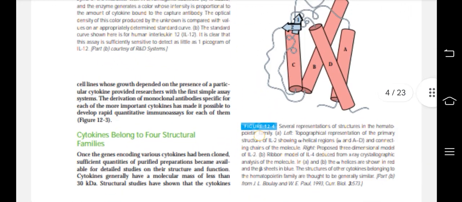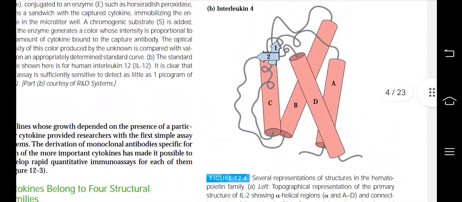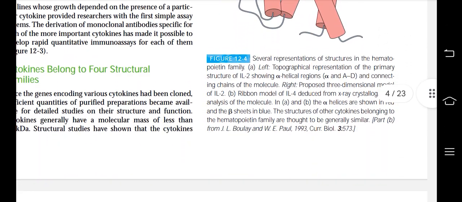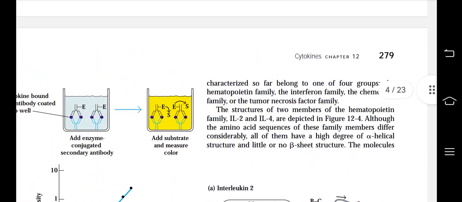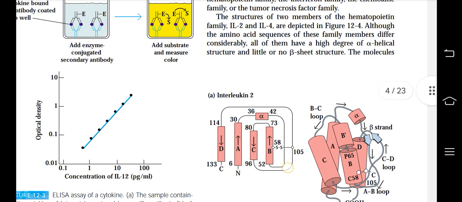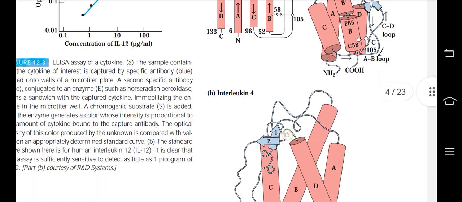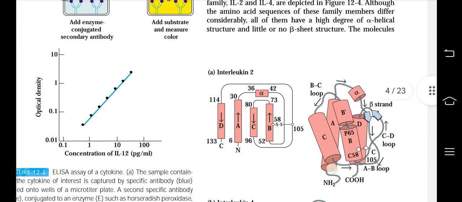Then this picture. Yeah, I'm finding it a bit difficult to explain this, so I won't be explaining this. Sorry. I'm just going to read this. Okay.